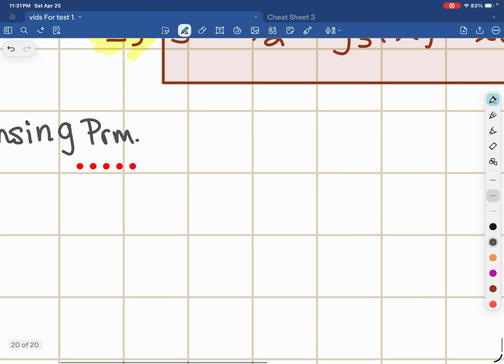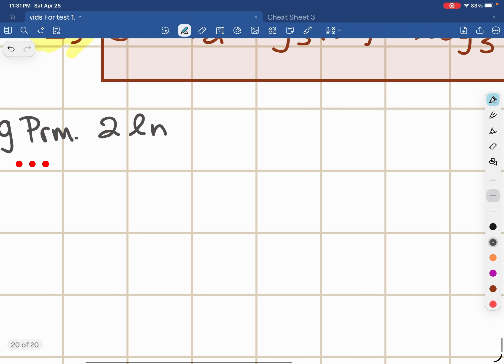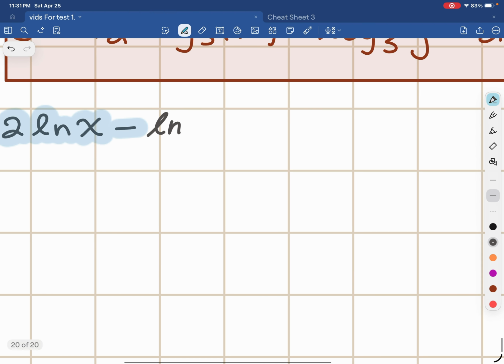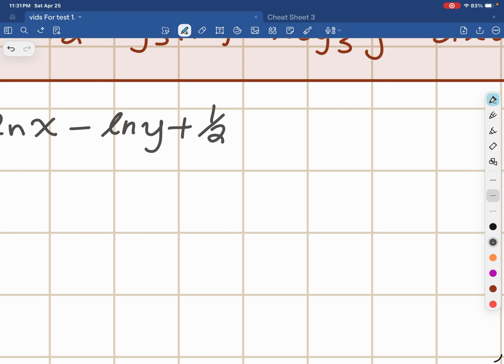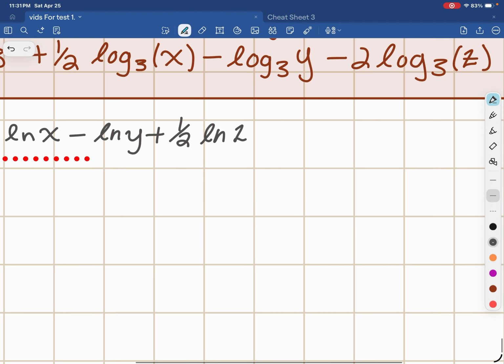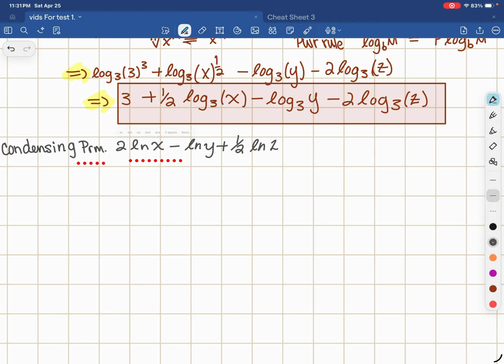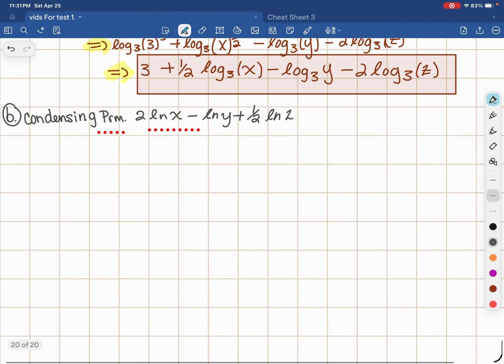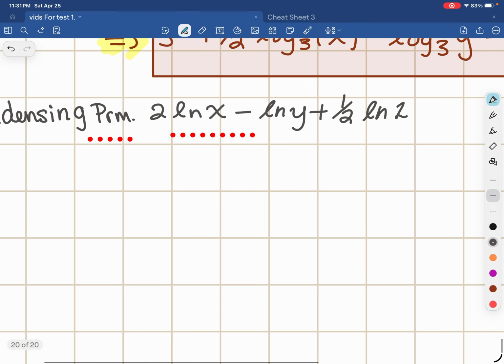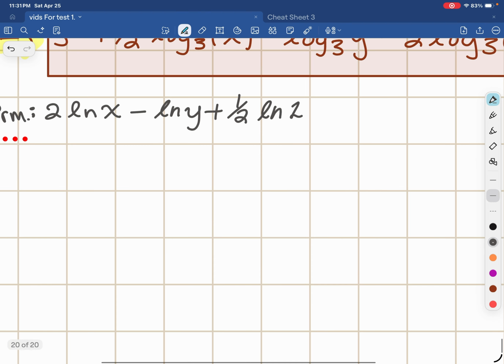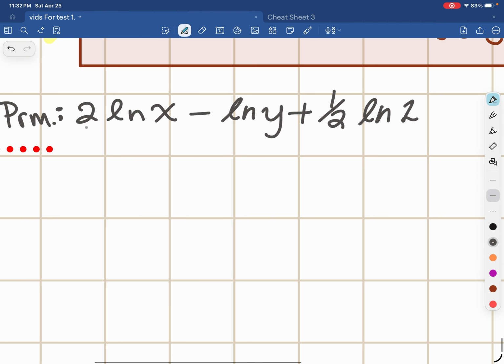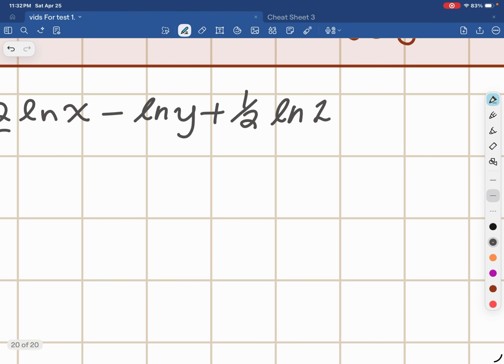And what we will be condensing is 2 ln of x minus ln of y plus 1/2 ln of z. Quite a big guy, but nine times out of ten you're going to see that it's a lot easier to work with if you think about it, right? So what can we see right off the bat? Well, right off the bat, I see two situations. We have this leading term, and we also have this leading term.